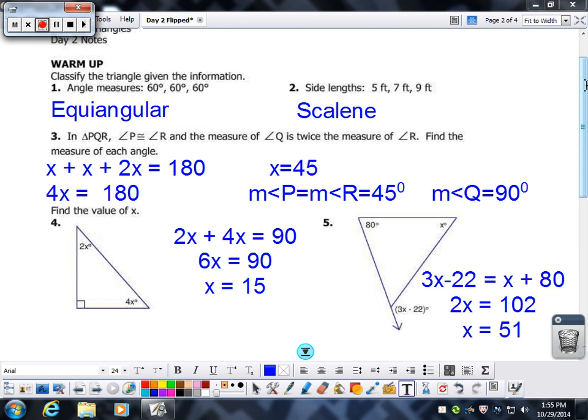Number 3 says triangle PQR. Angle P is congruent to angle R, and the measure of angle Q is twice the measure of angle R. It wants us to find the measure of each angle. So we know that in a triangle we have 180 degrees, and P and R are the same, so those will both be represented by X, and Q is twice the measure of R, which will be 2X. So we set it up: X plus X plus 2X equals 180, 4X equals 180, and X is going to equal 45. So therefore, the measure of angle P and the measure of angle R are both going to be 45, and Q is going to be 90.